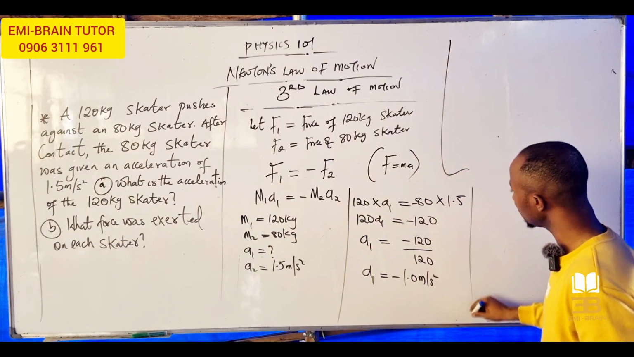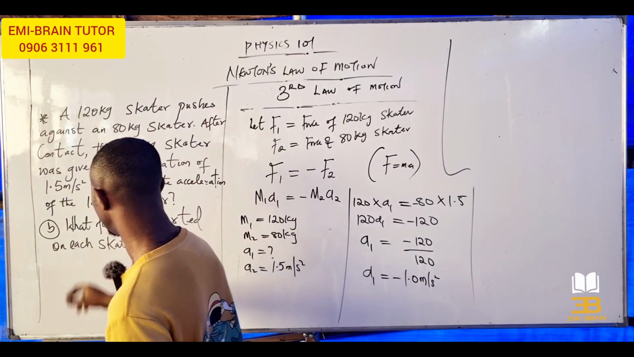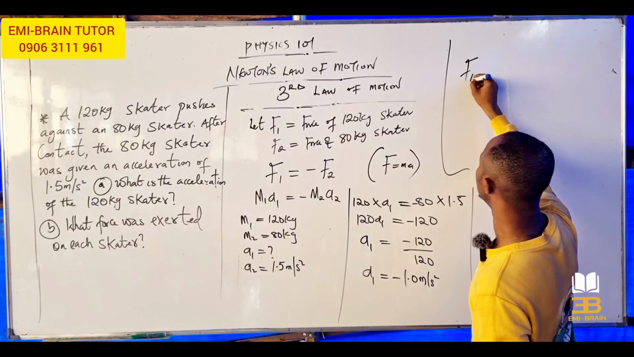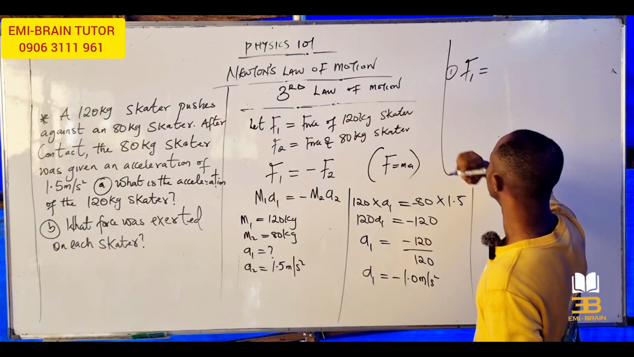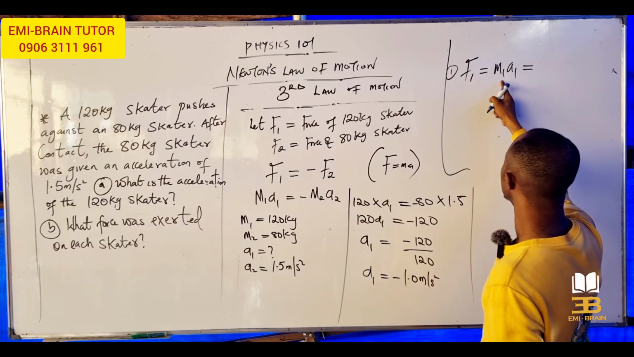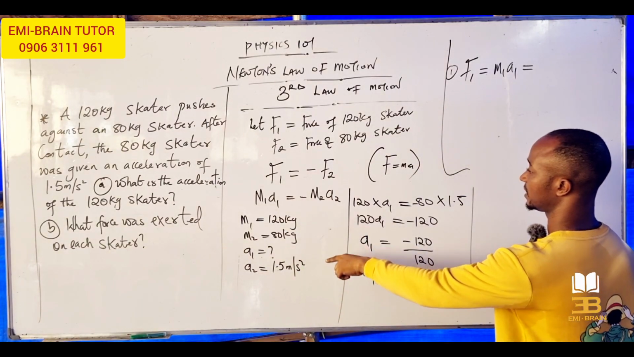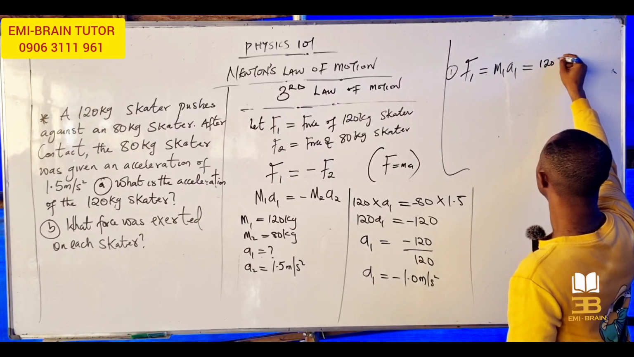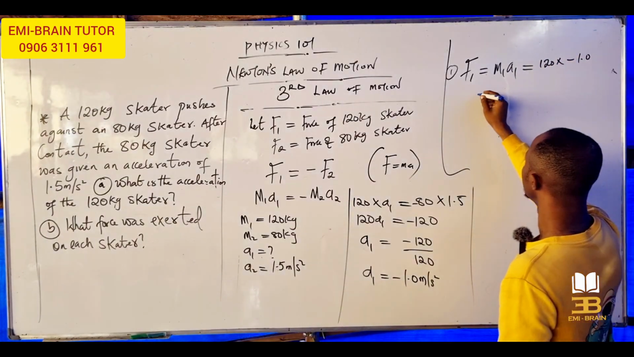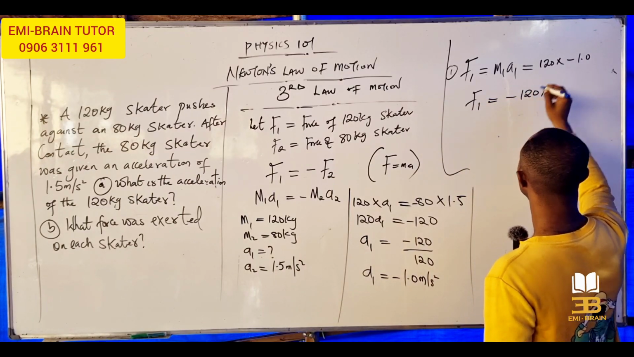Now, the next question says, what force was exerted on each skater? What force was exerted on each skater? For F1, we know that F1 is M1 A1. That will give us M1 is 120, right? 120 times our A1, which is minus 1.0. So the force F1 is minus 120 Newton.